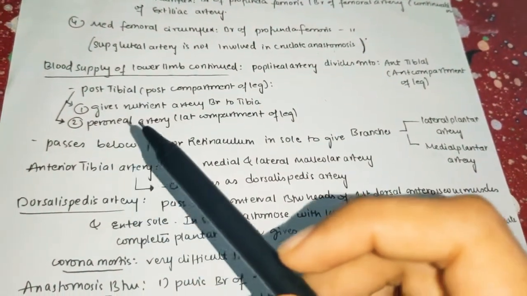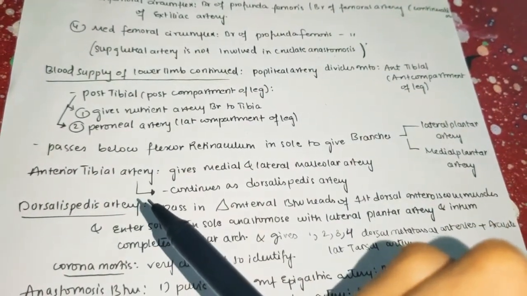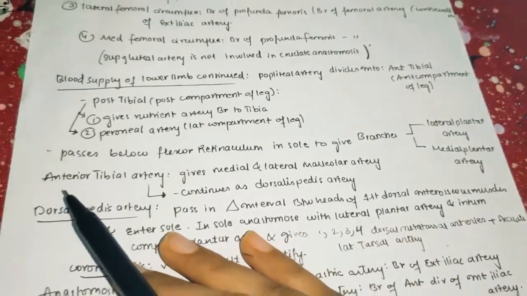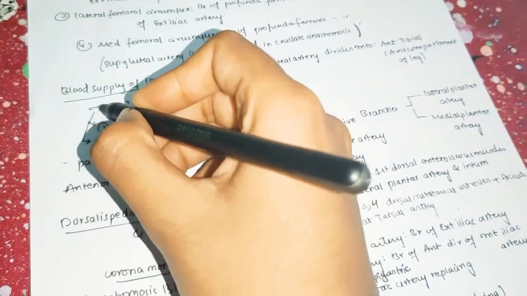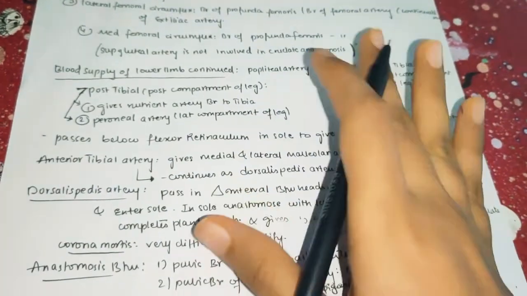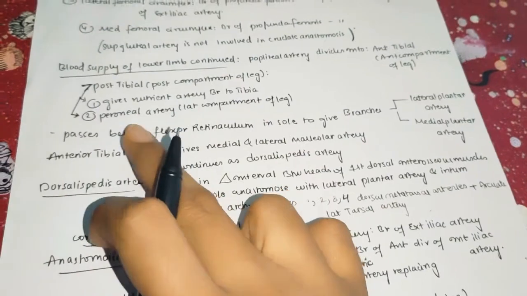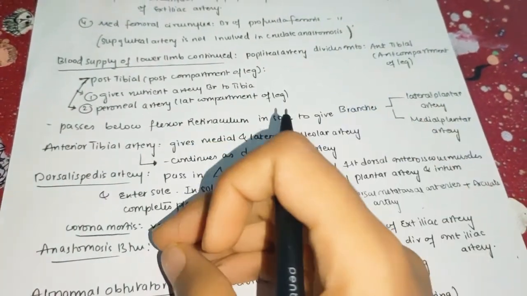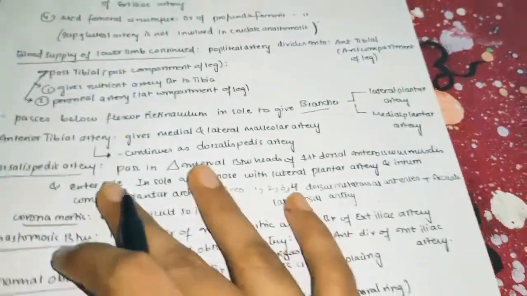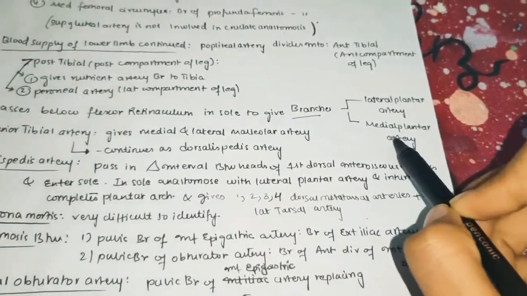So actually this popliteal artery passes below the flexor retinaculum. Actually not the popliteal artery, it's a posterior tibial artery. So we're talking about posterior tibial artery, right? I said popliteal artery divided into anterior tibial and posterior tibial. So in the posterior tibial only we have this word, that is it is passing below the flexor retinaculum in the sole, and it will give two branches. So this posterior tibial artery is in turn dividing into two branches. One is the lateral plantar artery, one is a medial plantar artery.